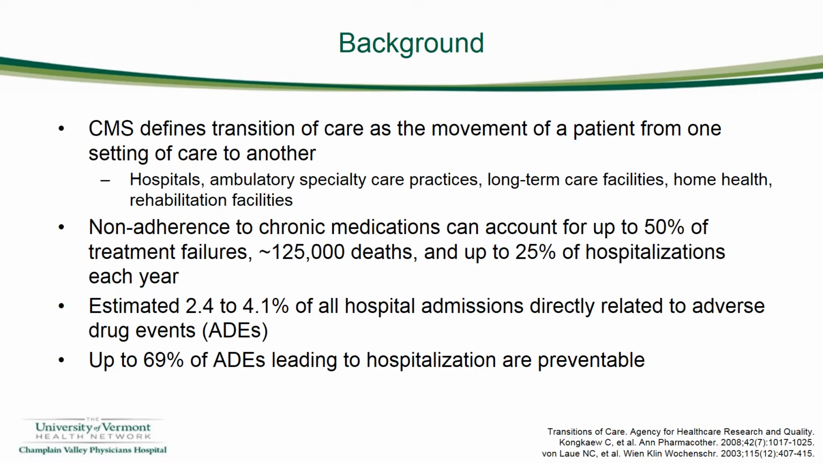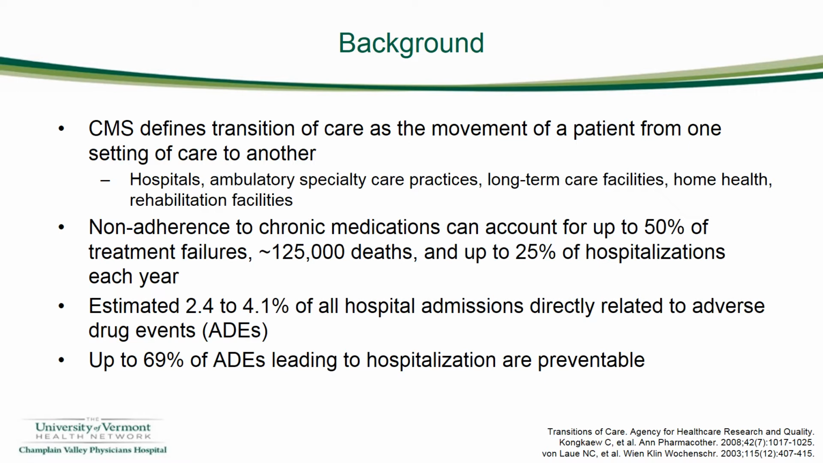To introduce the topic and provide some context for the discussion moving forward, CMS defines transition of care simply as the movement of a patient from one setting of care to another. So this can be from any inpatient to outpatient service, or one outpatient to a different outpatient service. So hospitals, ambulatories, specialty care practices, long-term care, home health or rehab facilities. Any transition of a patient between these facilities constitutes a transition of care. And that includes a patient leaving the hospital and returning home or returning to any one of these facilities.